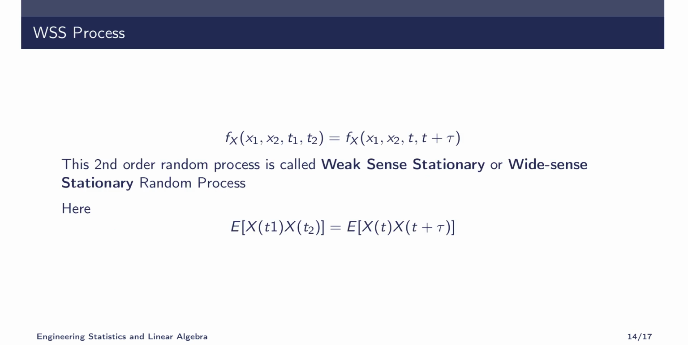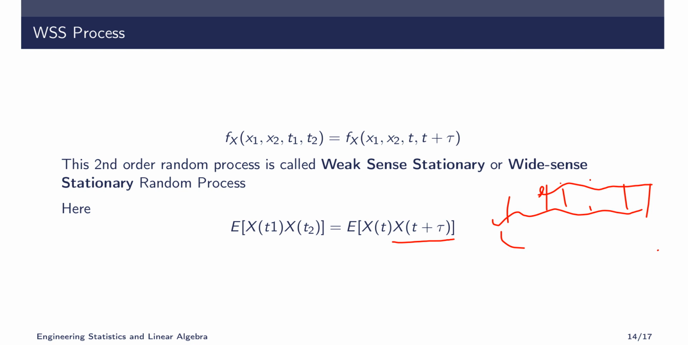So what is the significance of this expression? It means that the expectation of X(t1) X(t2) will be the expectation of X(t) X(t plus tau). So irrespective of the value of t, it depends only on tau. It means you have to take X(t), and you have to take X(t plus tau), which is a shifted version of the same, and you have to multiply each and take the average. That is called autocorrelation, that you will study next.